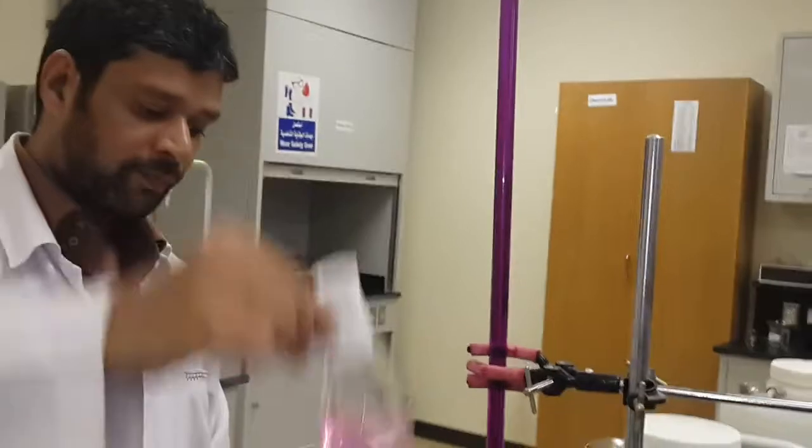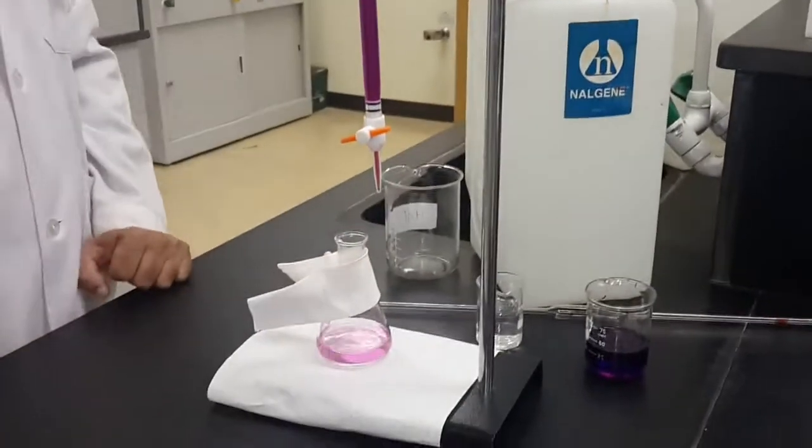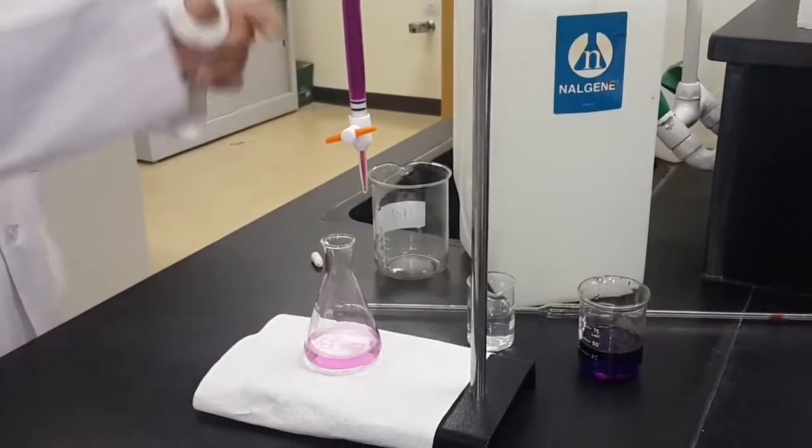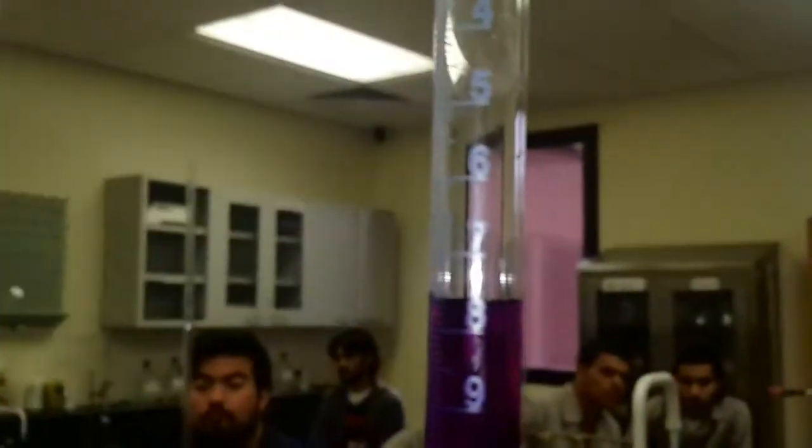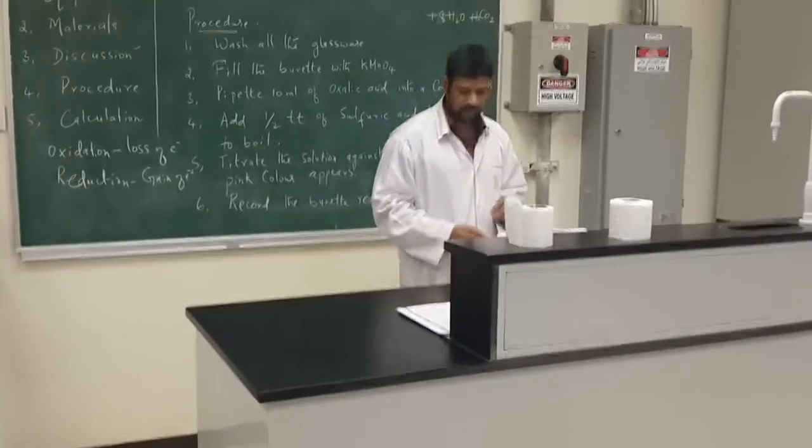After this, you have to record the burette reading. There is a burette reading here. The burette reading is 7.5. This 7.5 will be V2. Now you can calculate.